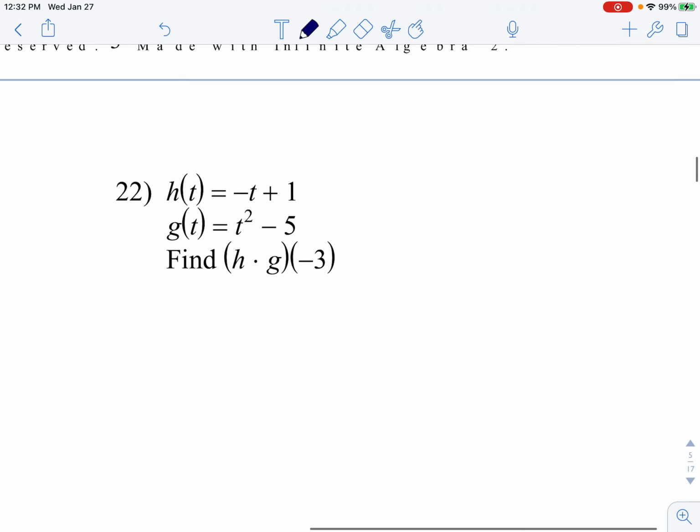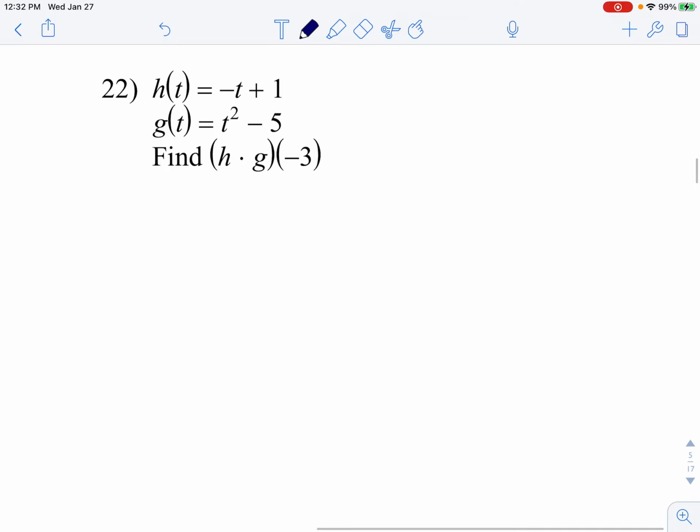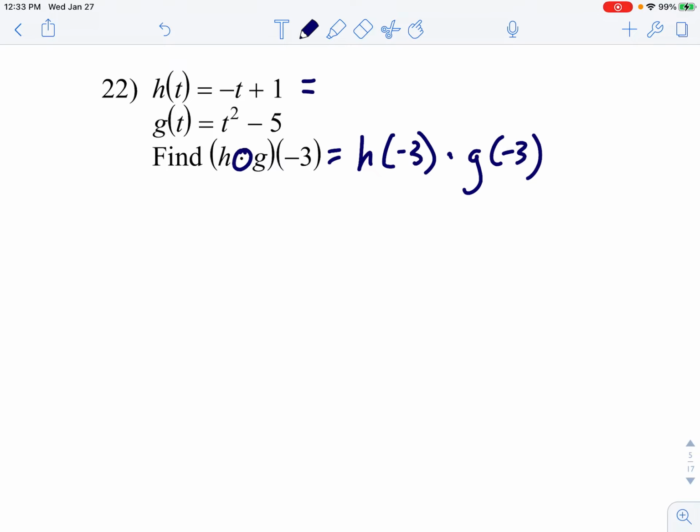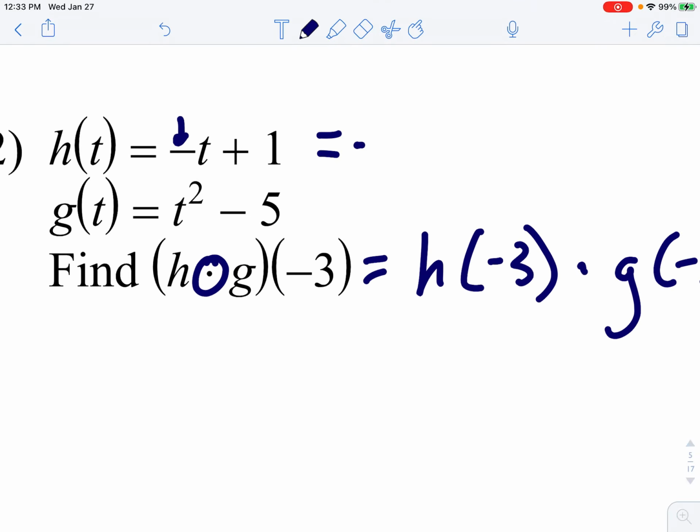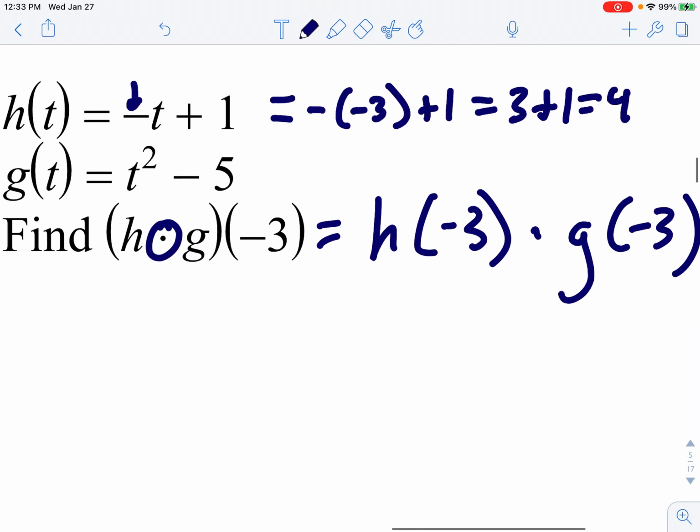All right. Number 22. H times g, right, that's times, h times g of negative 3. So h of negative 3 times g of negative 3. So I have to plug a negative 3 into this function. Now this function already has a negative, so it's going to be negative 3 plus 1. The double negative is positive. 3 plus 1 is 4. So there's that first answer.